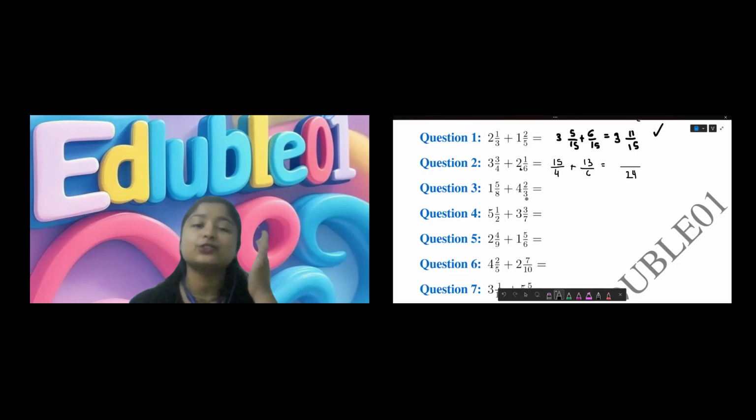So this one is going to be 8 plus 1 plus 4 is going to be 5, right? Adding the whole numbers first. Then it's going to be 5 over 8 and 2 over 3. Nothing much, just converting the denominator, making it the same. So 8 times 3 is 24. Simple, very easy maths.